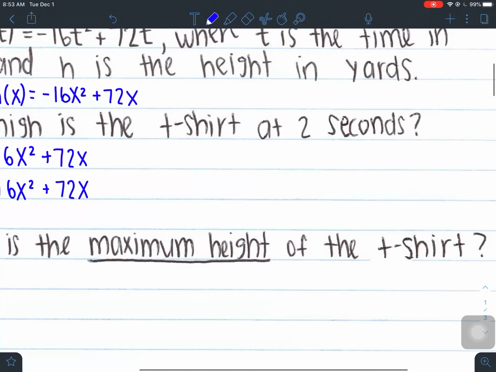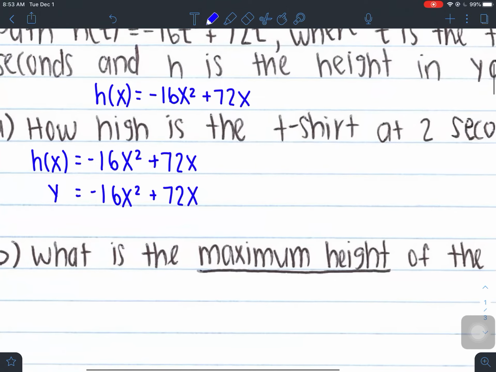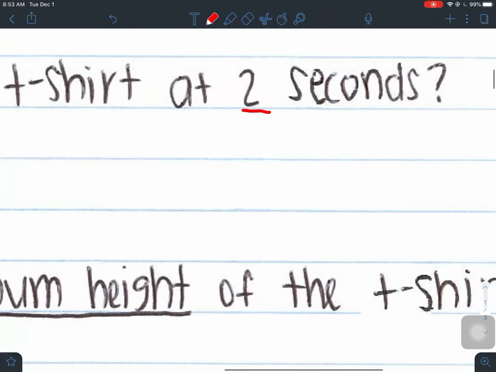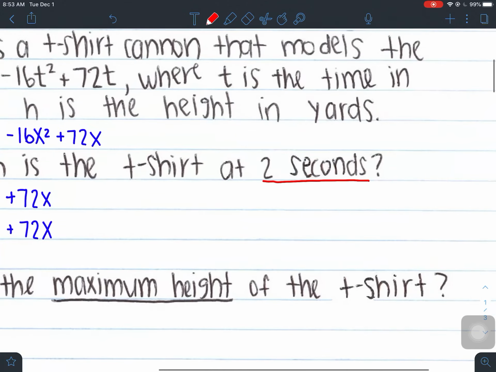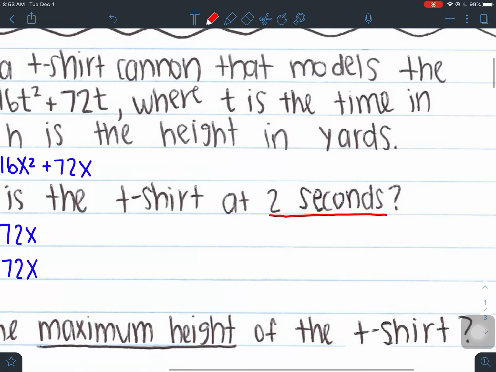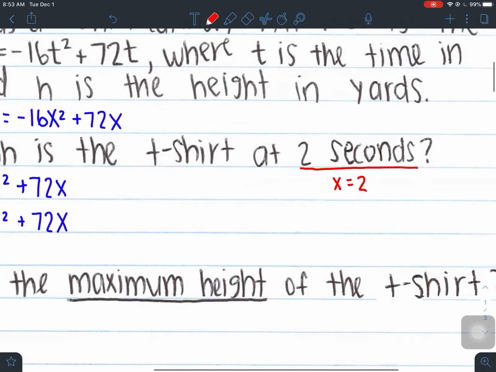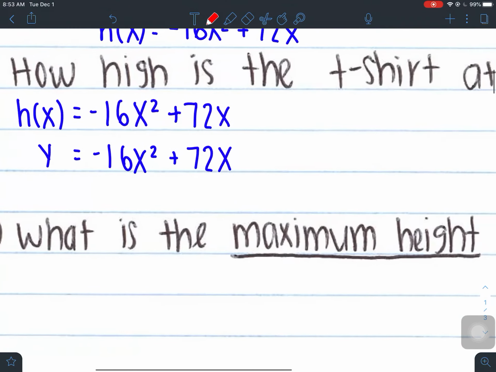Now, there's 2 ways you can solve this. You can solve this using algebra, and you can also solve this using your table. So I'm going to first show you using just plain old algebra where you're plugging in stuff. We know that seconds is time, and they say 2 seconds. Well, seconds in this problem is time, which is t, but for us it's going to be x, so x equals 2. Time is 2. So we can plug in a 2 here into our equation.